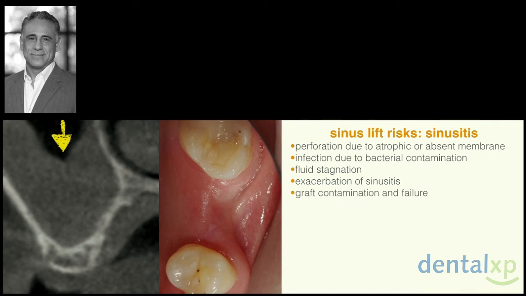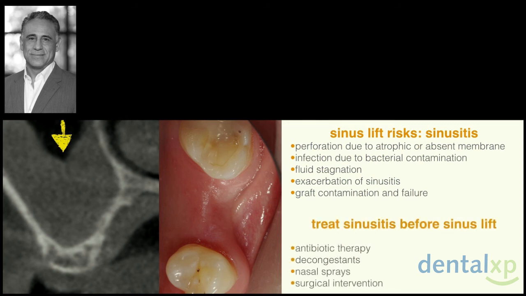Perforation due to atrophic and absent membrane, infection from bacterial contamination, fluid stagnation, and also exacerbation of sinusitis, and of course the contamination of the graft and failure. So we have already a sinus membrane that's probably atrophied with flora. This is not an ideal environment to try to do a sinus lift and have an uneventful case. So I think it's important that we treat the sinusitis before we do the sinus lift.